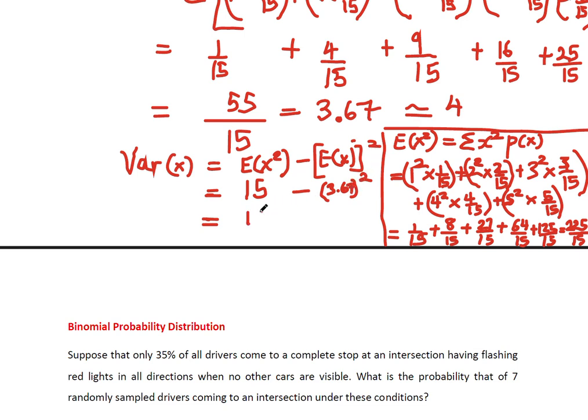So this is going to give me 15 minus, and when we square 3.67 here, which means, of course, 3.67 multiplied by itself, we get 13.47 rounded to 2 decimal places. And then to get the variance finally, we take 15 minus 13.47, which gives us 1.53, or roughly 2, if we approximate that to the nearest whole number. So that would be our variance.